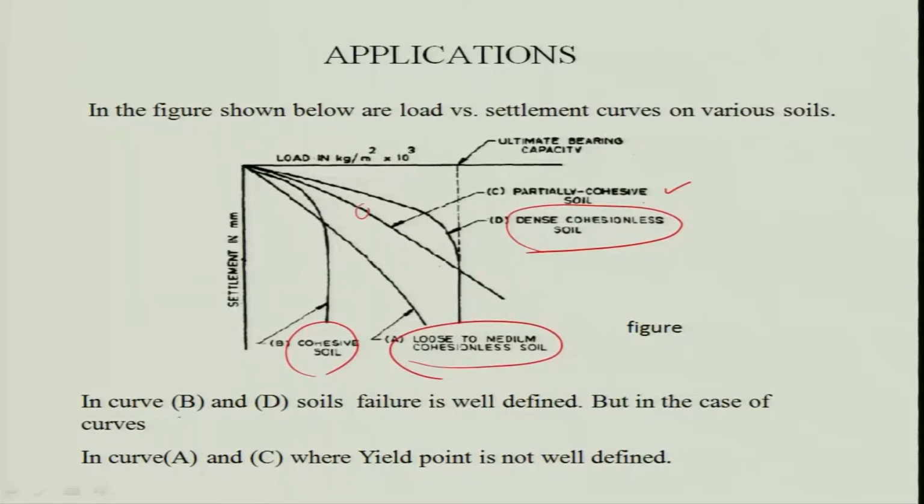Look at curve BD, curve B, put a tick mark, D here. In curve BD, the soil's failure is well defined. Yes, it is well defined. I can plot a single tangent or double tangent, and from there I can find out the ultimate bearing capacity. But in case of curve A and C, this is your A, this is your C, the yield point is not well defined.